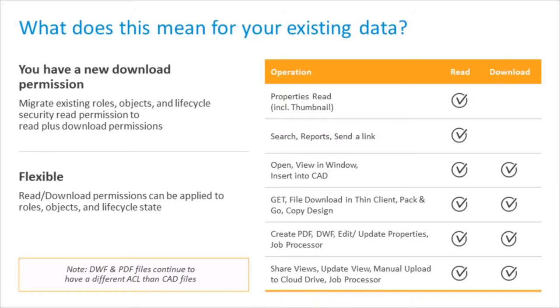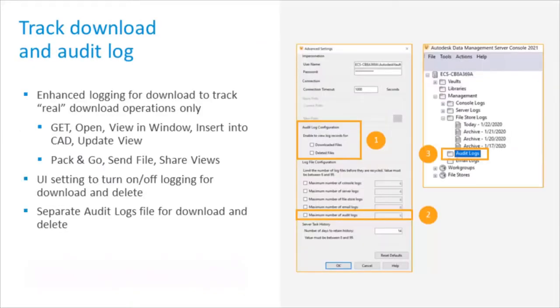Now your data in Vault has a new download permission available. Existing access control will now include download permissions. Audit logs have been enhanced to track real downloads only. For example, get, open, view, and insert into CAD operations, pack and go, send files, and shared views. There's a new UI setting to turn logging for downloads on and off, and separate audit logs for operations that download files and operations that delete them.